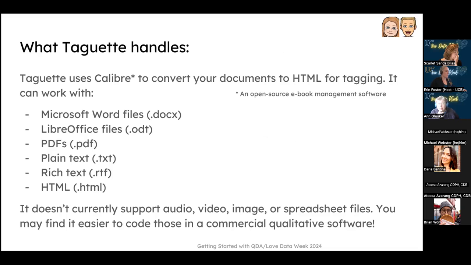So Taguette is using Calibre, which is an open source ebook management tool, to convert your documents so that you can tag and do other things with them. It converts them into HTML. You can see at the bottom, a huge limitation depending on what your research involves. It does not support audio, video, image, or spreadsheet files. So you might need a commercial qualitative software for that.